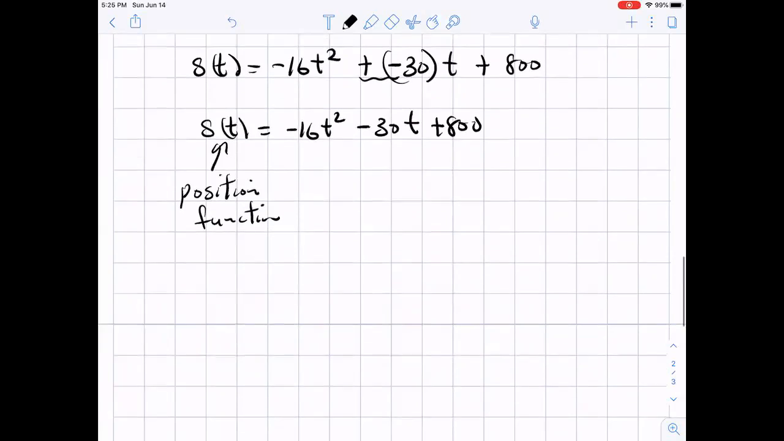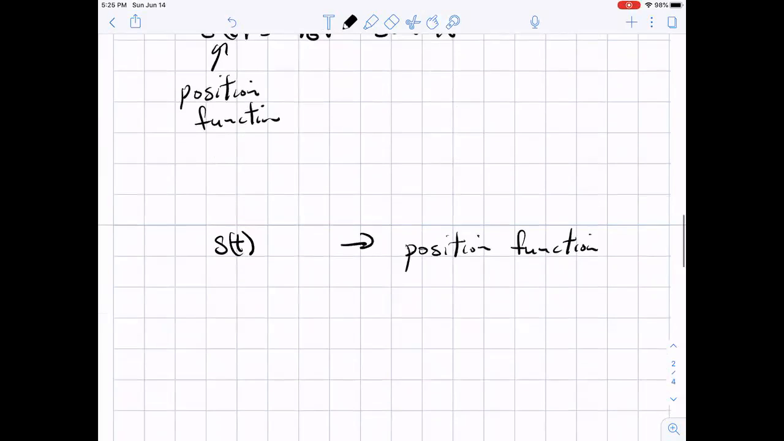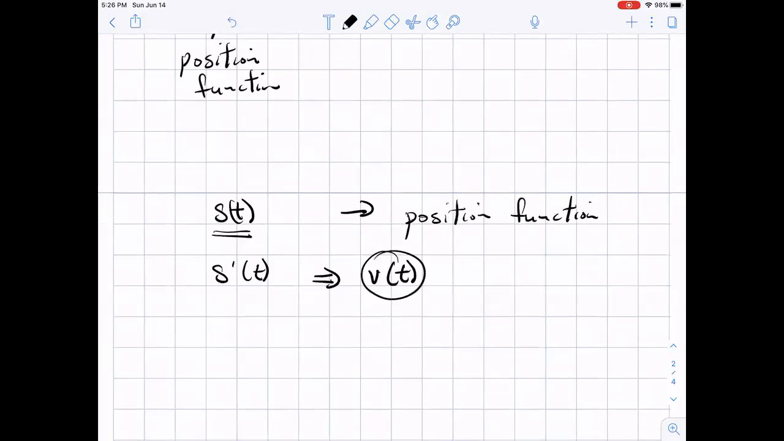Now, in my notes, you will see if you have S of t, the position function, and you take S prime of t, the first derivative, this is called the velocity function. So by taking the first derivative of S of t, you will get V of t.